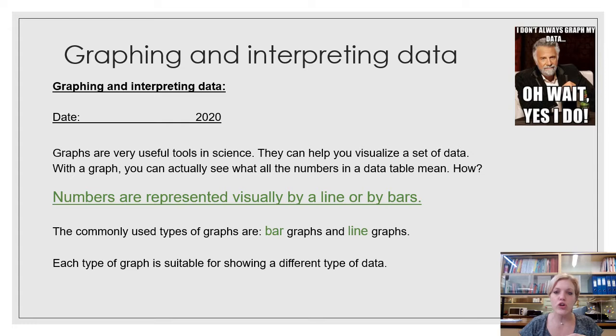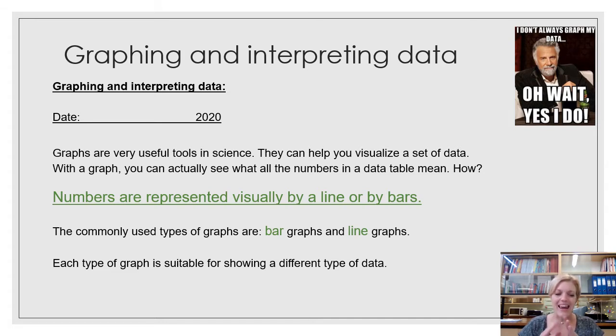Okay. So a perfect graph would be a graph that shows all the information. You wouldn't even have to read the paragraph to see what it is about. Okay. So at the top of the page where it says graphs are very useful tools in science, they can help you visualize a set of data. With a graph, you can actually see what all the numbers in the data table mean. So this means that if you've got information in a table, you're now translating it into a picture.